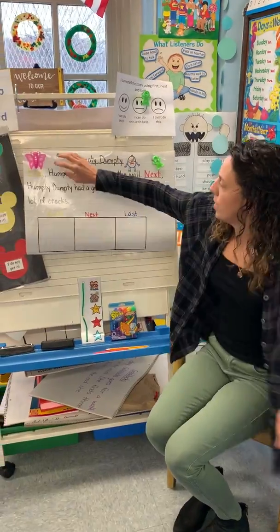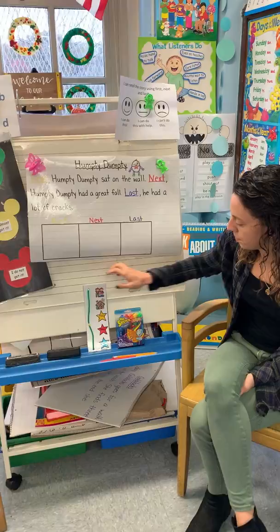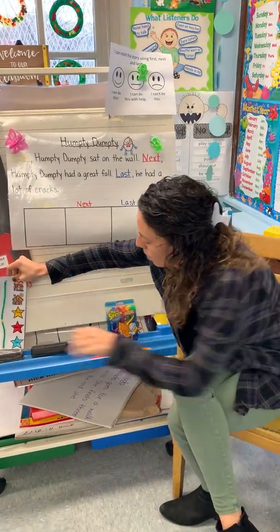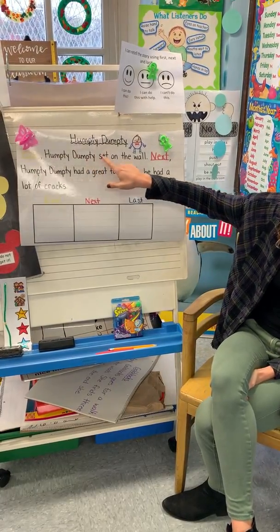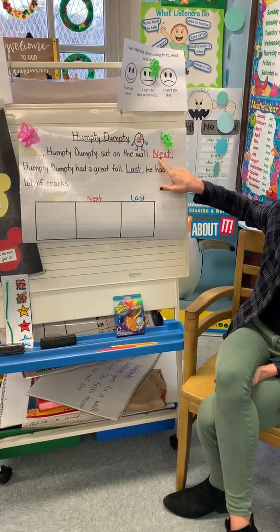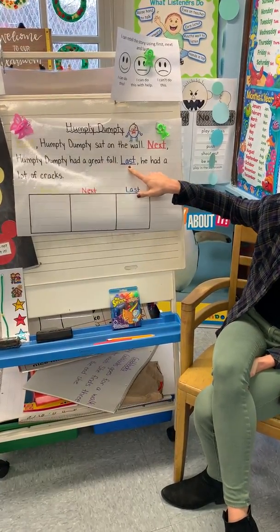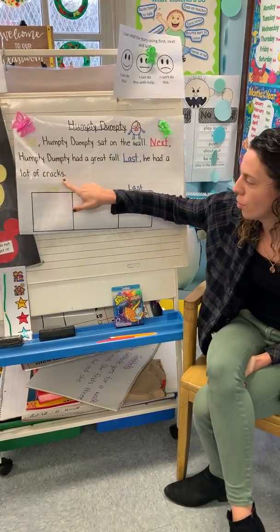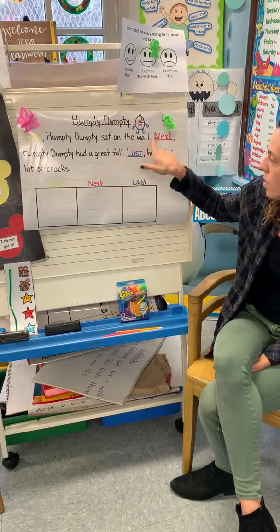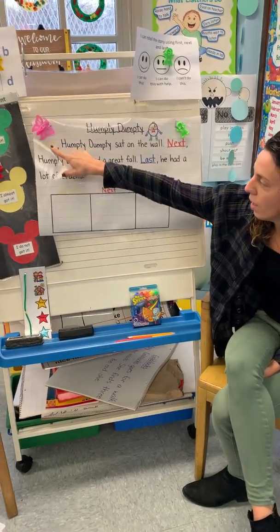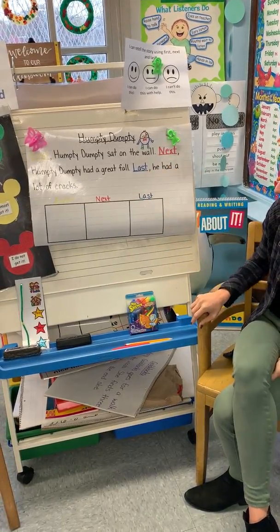So now we're going to retell a story using the short story, Humpty Dumpty. So first, Humpty Dumpty sat on the wall. Next, Humpty Dumpty had a great fall. Last, he had a lot of cracks. So if you notice, just like on the charts, the colors show you first, next, and last. So yellow is for first, red is for next, and blue is for last.